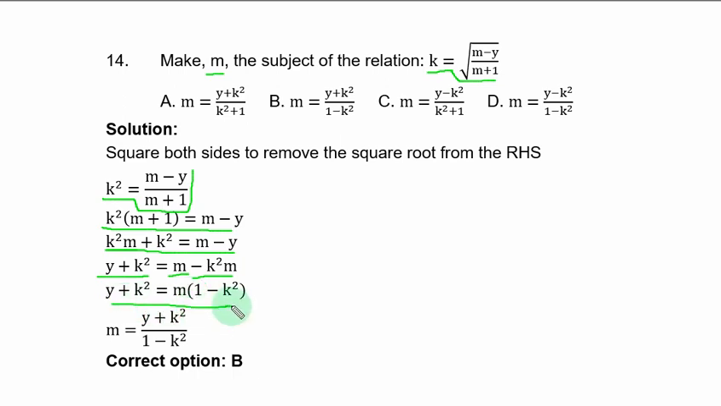To get m, divide through by the coefficient of m, that is 1 minus k squared, and you have m equal to y plus k squared over 1 minus k squared. So B is the correct option.